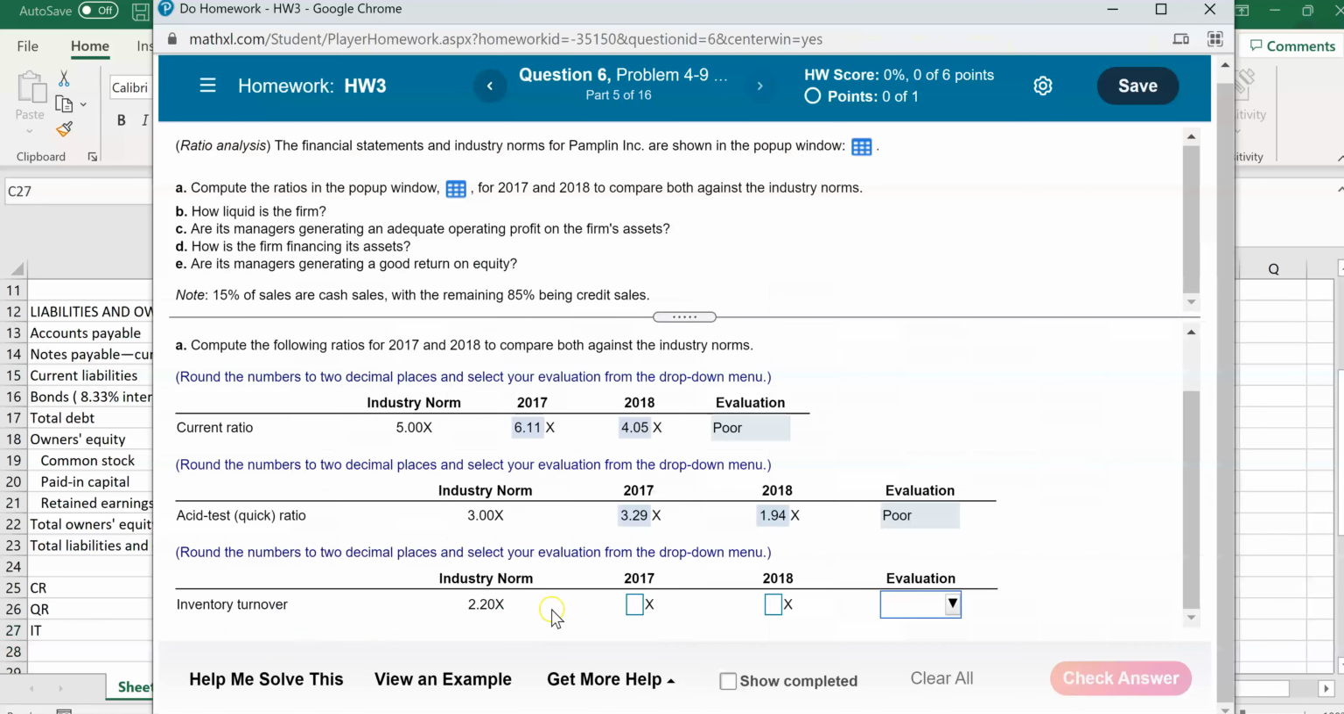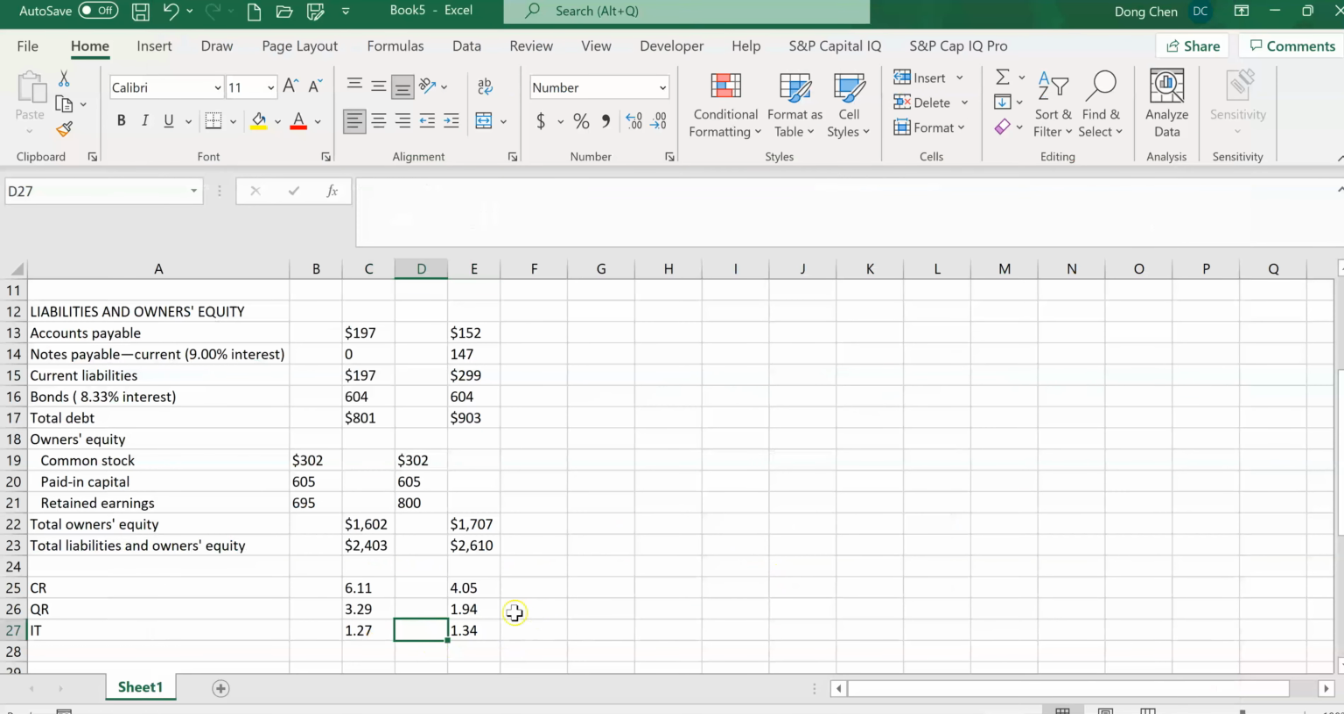So just make sure we followed the rounding requirement, 2 decimal places, and same thing as earlier. So delete this empty cell and just copy this number.